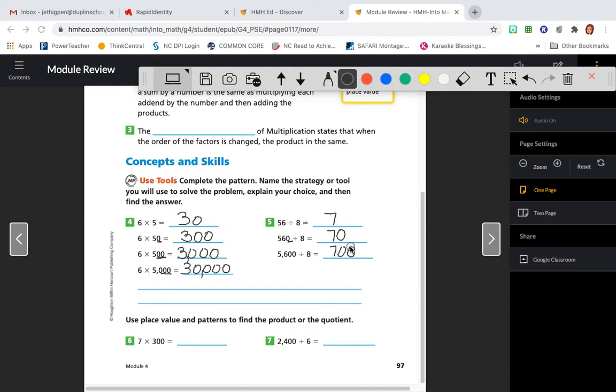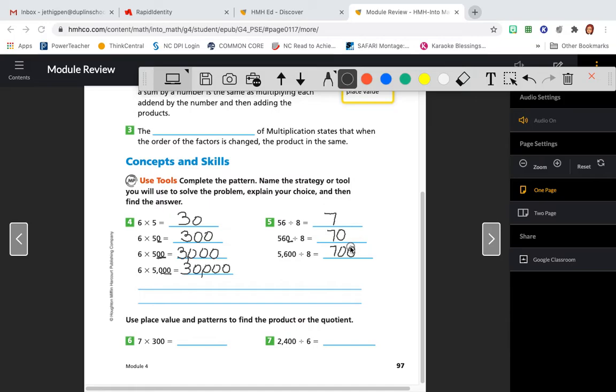Now, at the bottom, it wants you to name the strategy or tool that you will use to solve the problem. Explain your choice and then find the answer. So here's where you have to tell me the tool that you use, or what strategy did you use? Did you look at the patterns in the zeros? What did you see happening there each time?